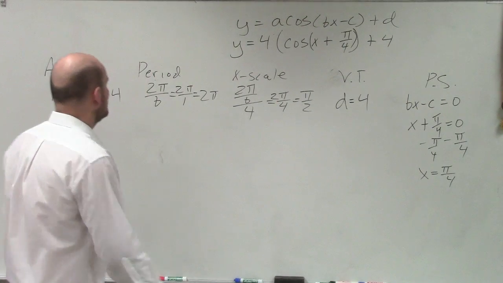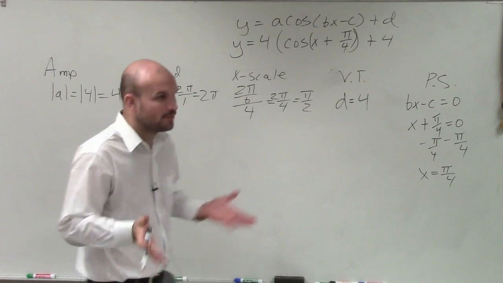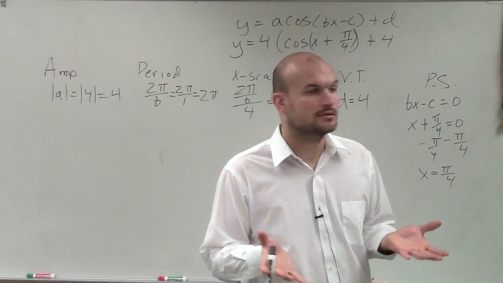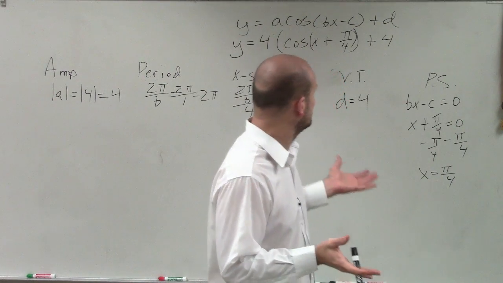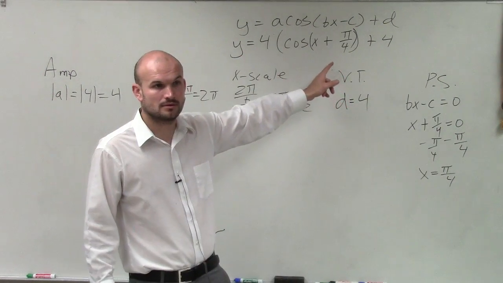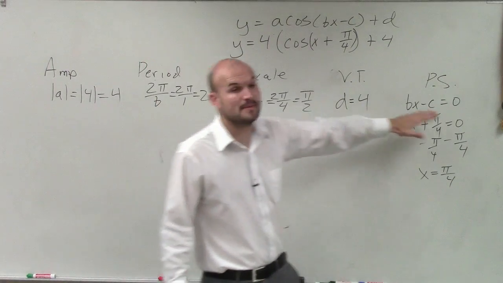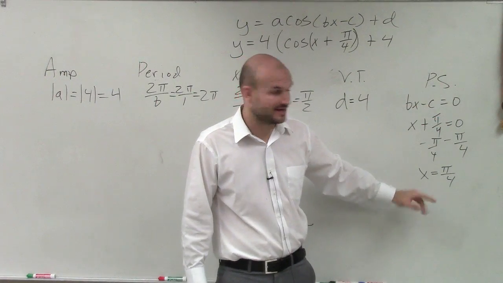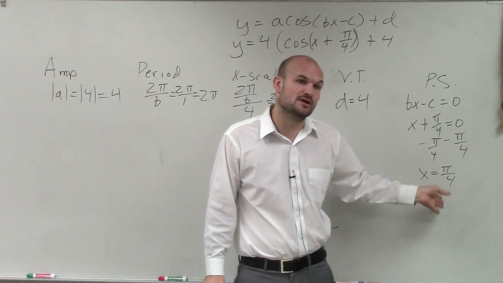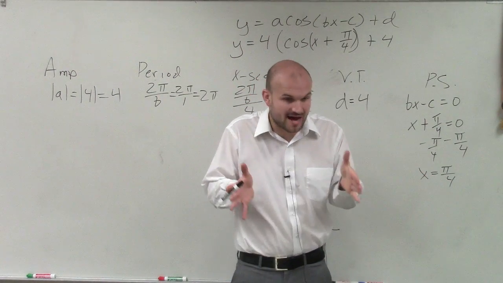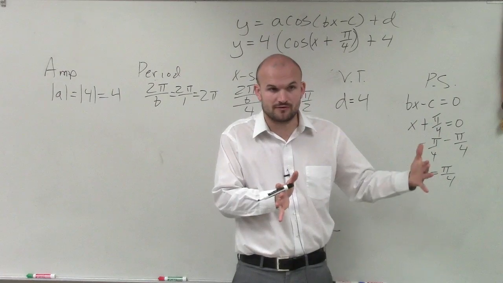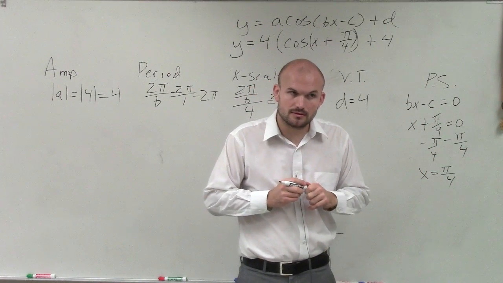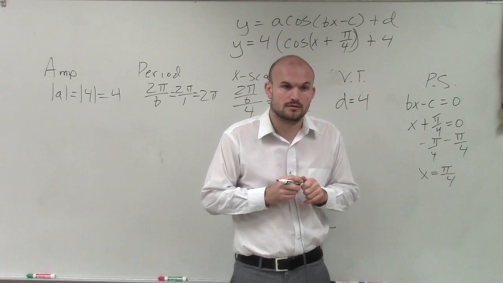Now we need to determine where we're going to start. Remember, to find the phase shift, you set it equal to 0. This tells you our starting position; the total graph is taking a shift of pi over 4. So you start at pi over 4, not negative pi over 4, since it's subtracted?